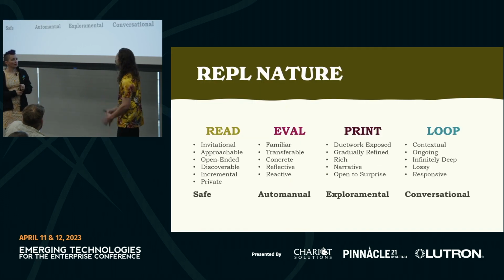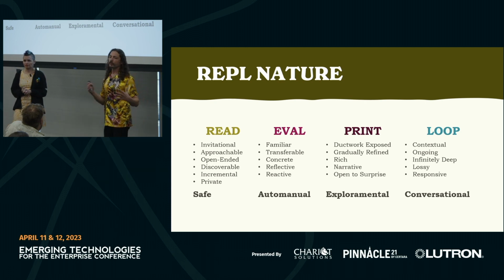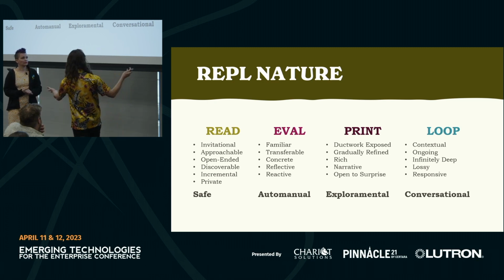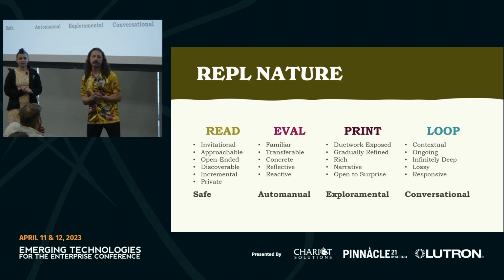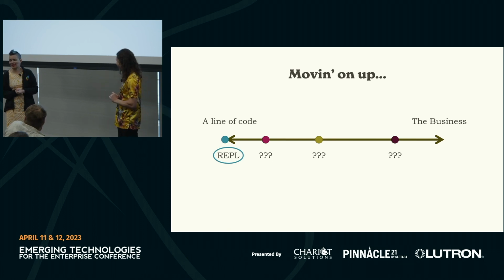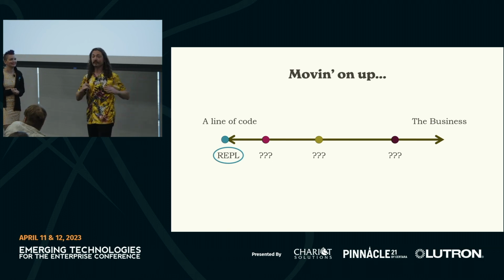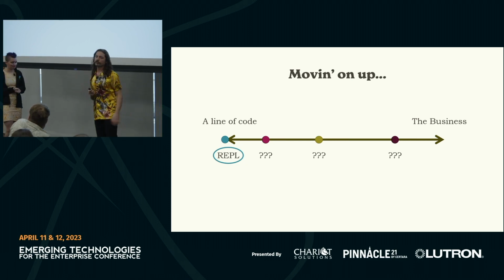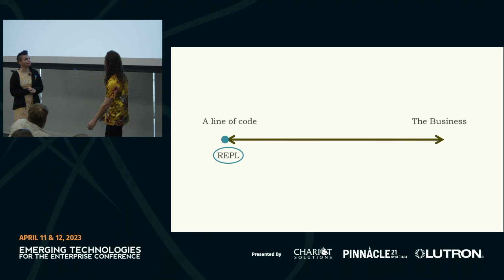So these are some of the things that we think make up REPL nature, what makes REPLs feel so good. They're safe, auto-manual, explorimental and conversational. So how can we get this in larger systems? How do we get this at wider scopes? Can we get this? Can we use this feeling as a guide to what are good feedback loops at larger scopes?